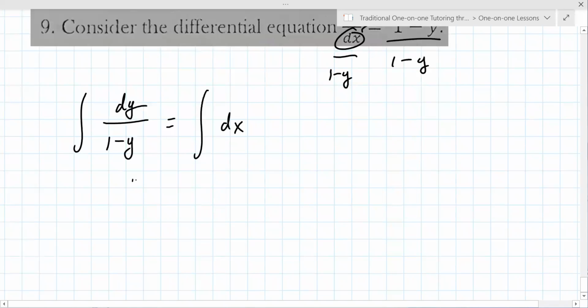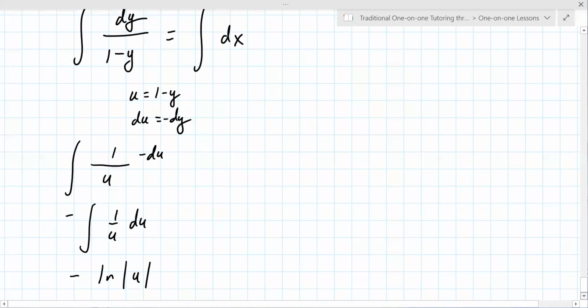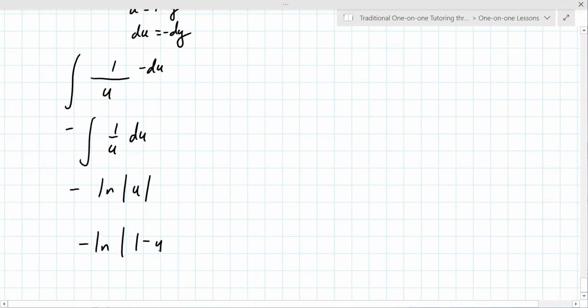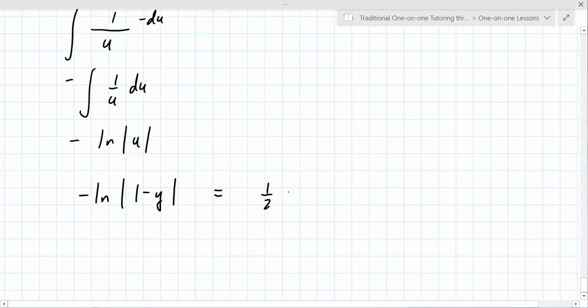So on the left, you could make a u substitution. You could say u equals 1 minus y and du is equal to minus dy. You could do that because it becomes the integral 1 over u, and then instead of dy, it's negative du, which becomes negative integral 1 over u du, negative natural log absolute value of u. You followed all that. Okay, and then you've got to put your u back in. So it's minus natural log absolute value 1 minus y equals, on the right hand side, it's just the integral of dx. So that becomes 1/2 x squared plus c.